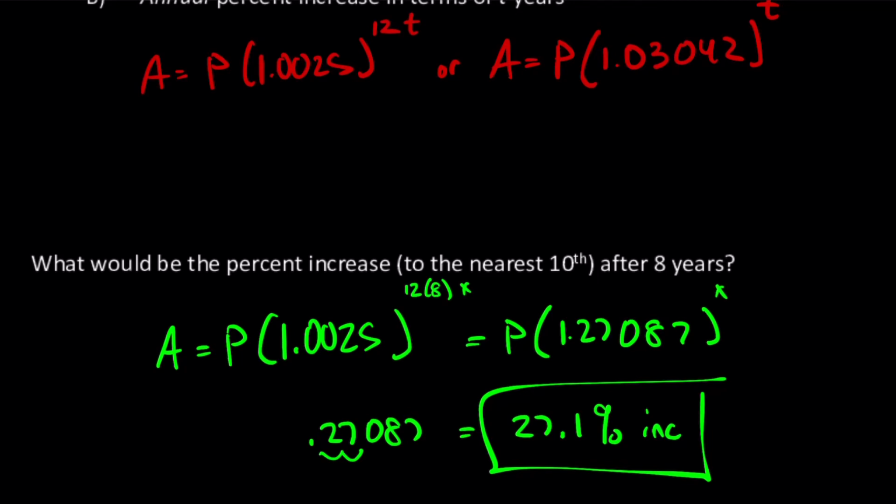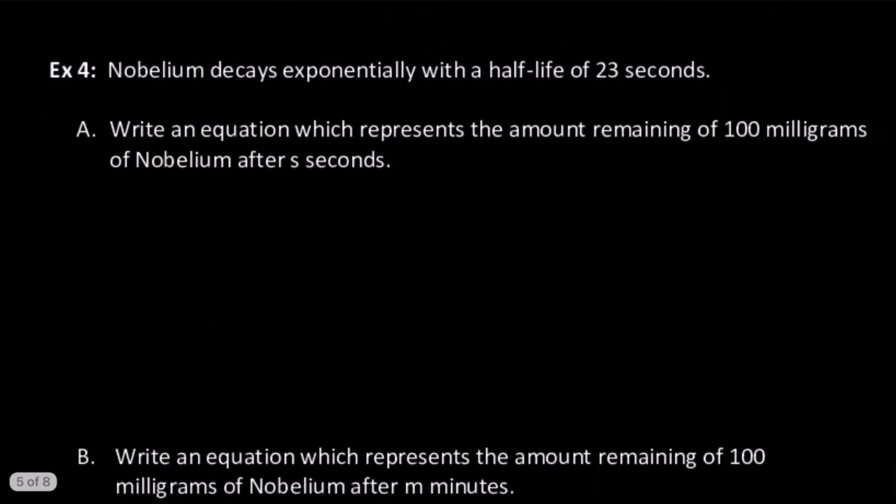All right, well, let's move on. Nobelium decays exponentially with a half-life of 23 seconds. Write an equation which represents the amount remaining of 100 milligrams of nobelium after s seconds. All right, so that's just our standard half-life model. A equals 100 times 1/2, and remember, it's t over k, but this time your t is in seconds. So this would be an s, and then the half-life is 23. Now it looks like it's 5 over 23, but this is an s right here. I apologize for that.